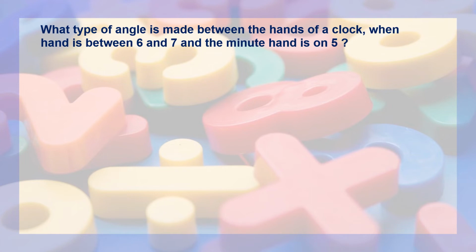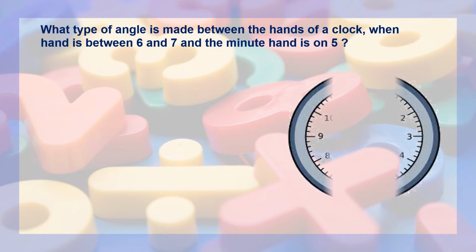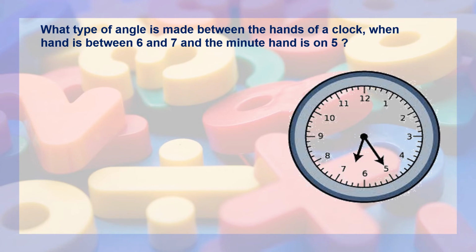What type of angle is made between the hands of a clock when the hour hand is between 6 and 7 and the minute hand is on 5? So here this is a clock where you can see the small hand, the hour's hand, is in between 6 and 7, and the minute's hand is on 5. Which type of angle is being formed here?